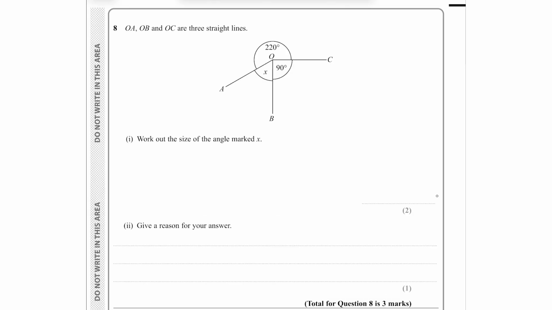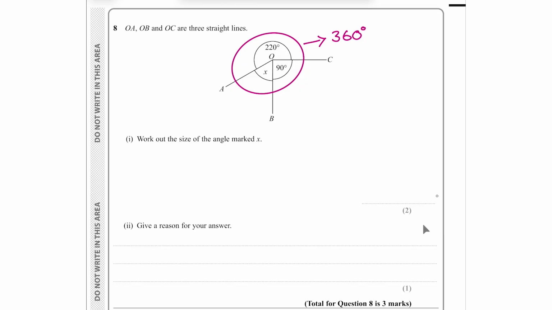Okay, question 8. OA, OB and OC are 3 straight lines. OA, OB and OC. Work out the size of the angle marked X. That should be okay. So angles around a point all the way around here, they equal 360 degrees. So what have we got? Well, we've got 220 and 90.